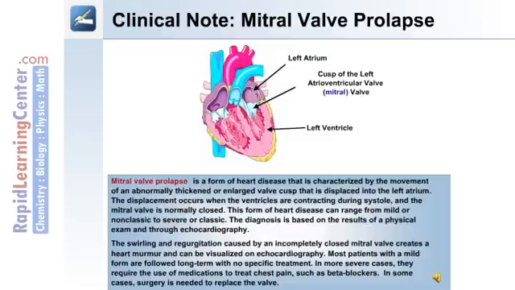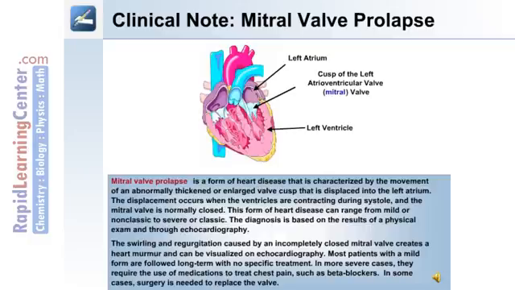Mitral valve prolapse is a form of heart disease that's characterized by the movement of an abnormally thickened or enlarged valve cusp that's displaced into the left atrium. The displacement occurs when the ventricles are contracting during systole, and the mitral valve is normally closed. This form of heart disease can range from mild or non-classic to severe or classic.